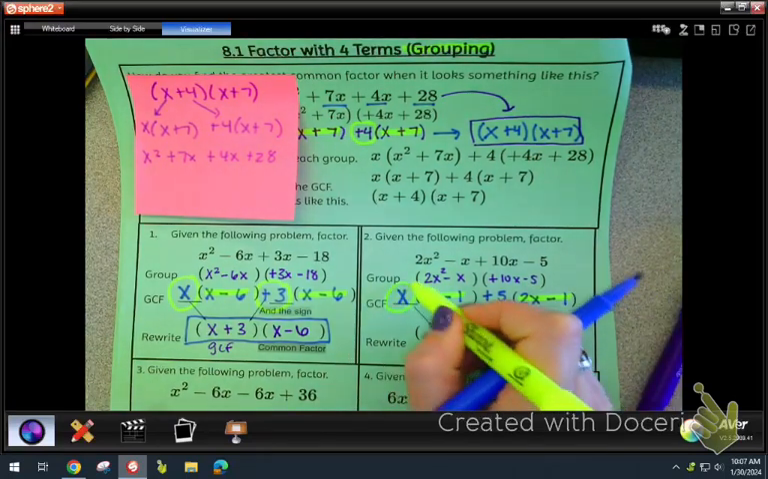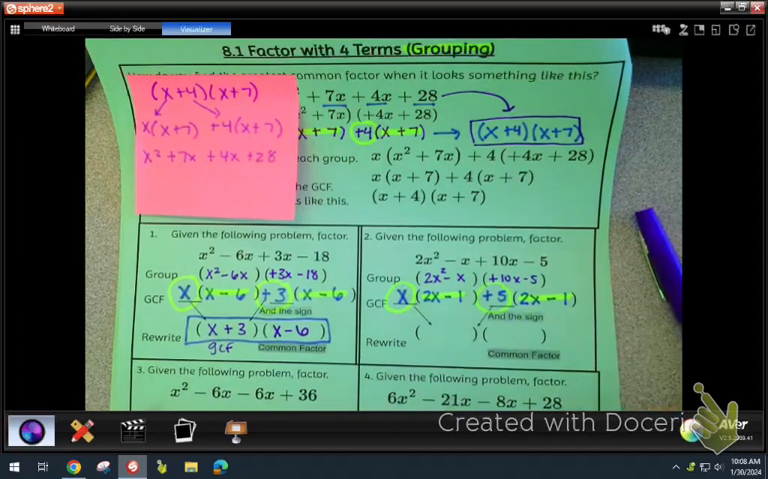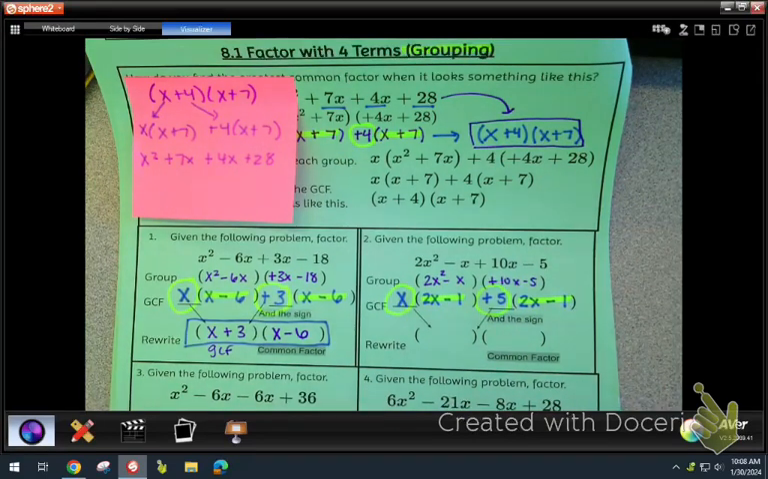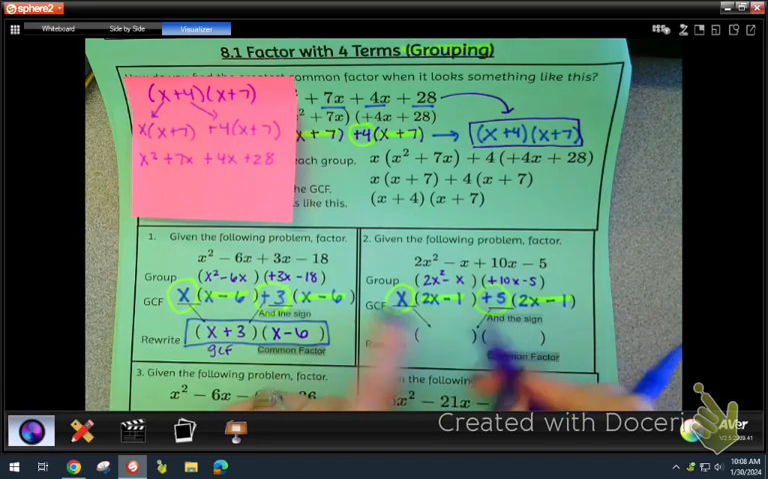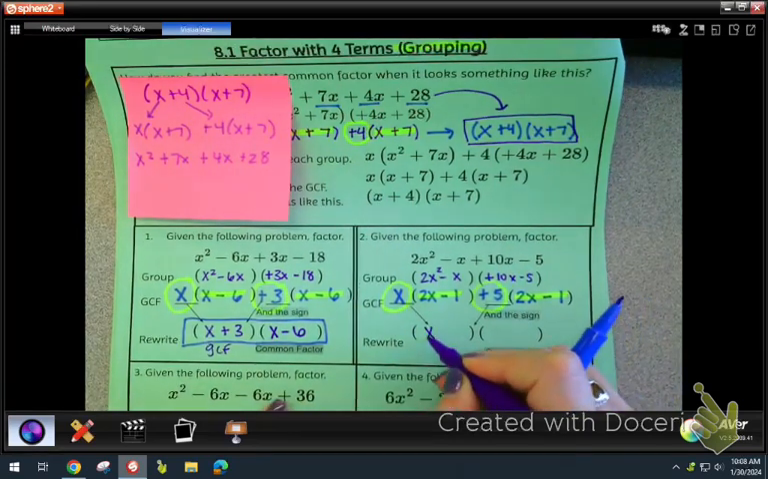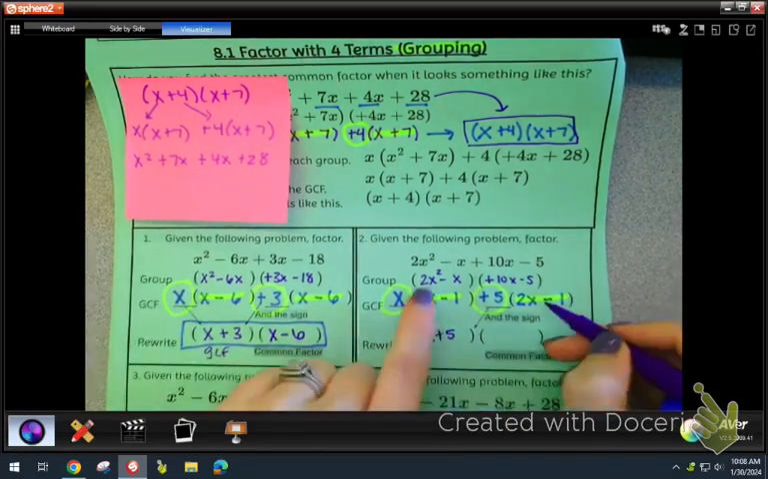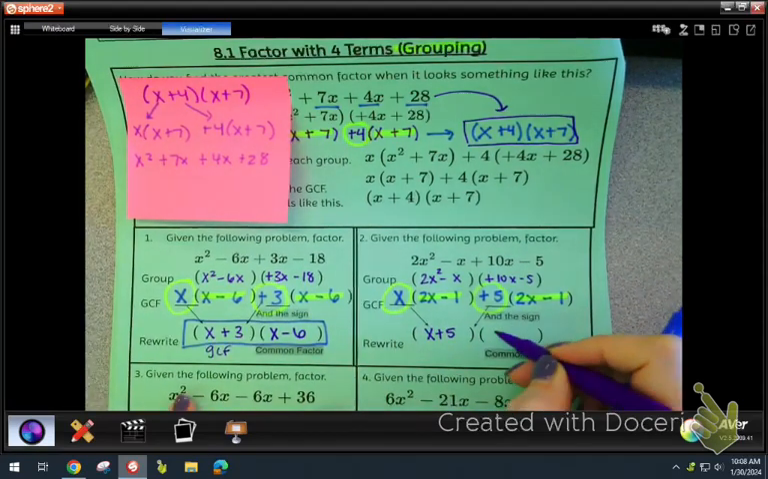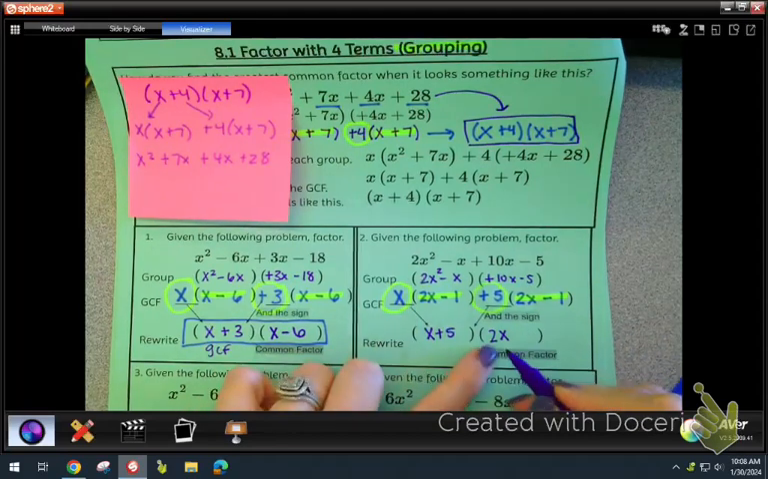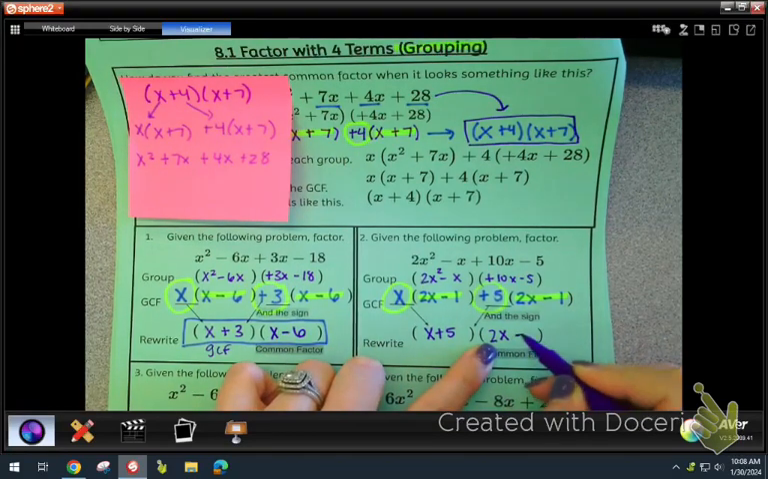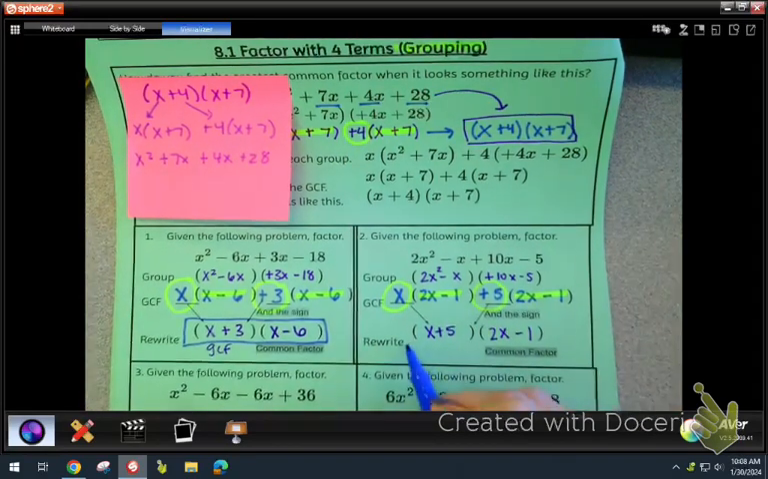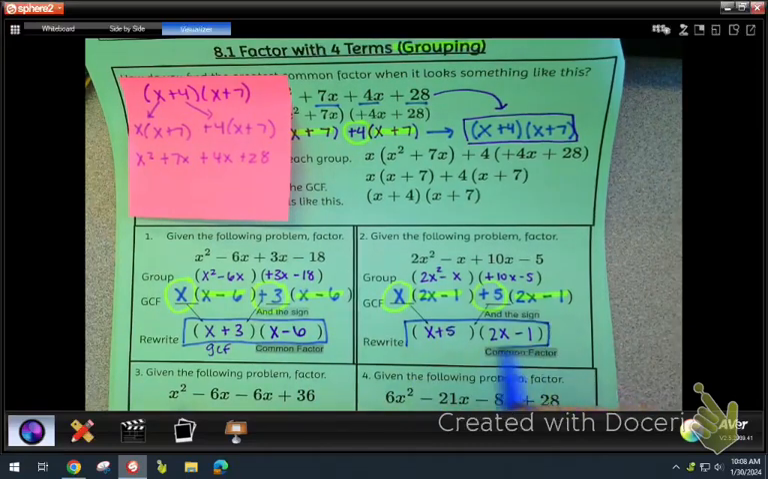GCFs in front. Merge those. So what's my first factor? I'm using a vocab word right here: my answers are called factors. What's the GCFs merged to be? X plus 5. That is a factor. Factors go in parentheses. What's the matching factor? You only write it one time. 2x minus 1. So this is your answers right here.